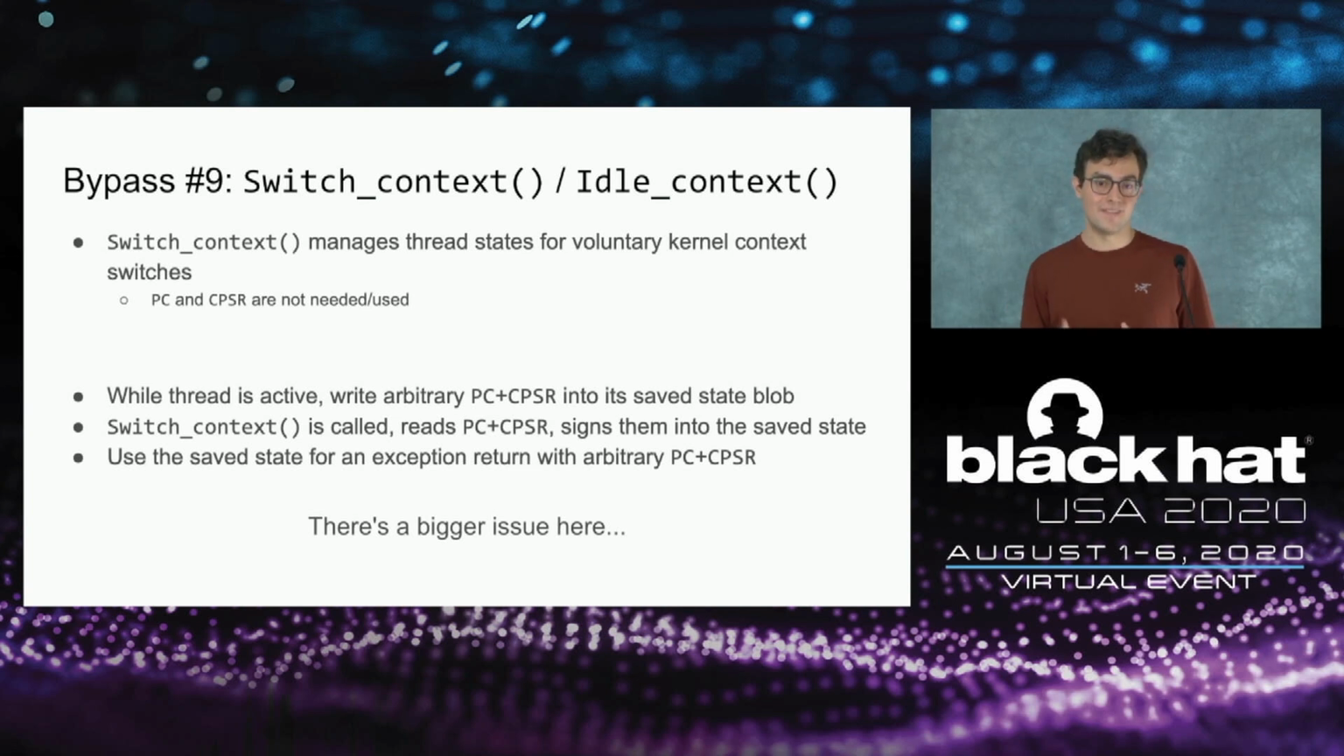And then, because you have a valid signature on an attacker-controlled saved state blob, you can reuse that saved state for an exception return operation with arbitrary PC and CPSR. So you'd set CPSR to be exception level 1, or kernel mode, and PC you'd set to some attacker hijacking gadget. So this is an interesting PAC bypass as well. I wasn't expecting to find this issue in the context switching code, which is called all the time.